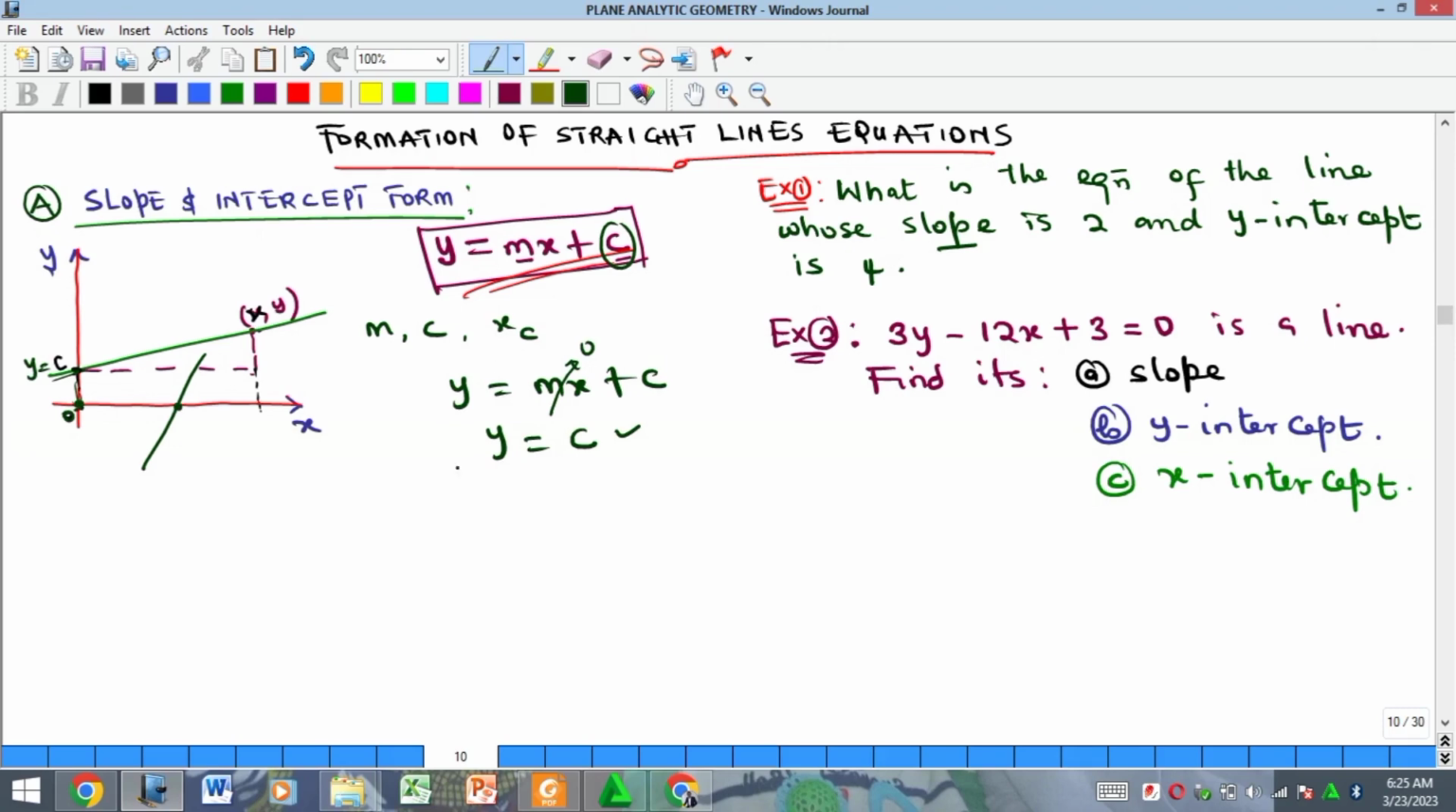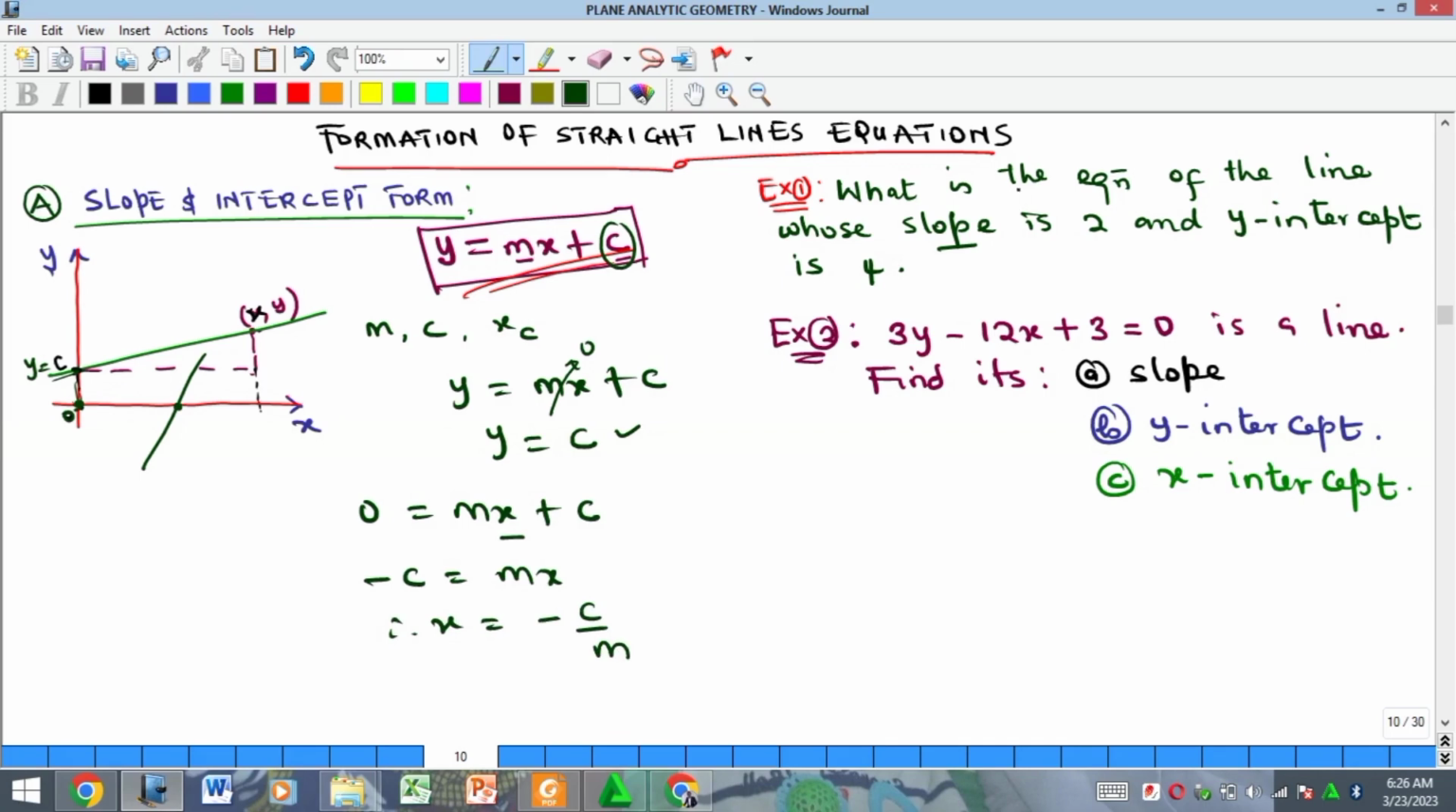So if I make my y 0 in this formula, that means I'm going to have 0 is equal to mx + c. So to make my x the subject now, I'll take c to this side. That's minus c is equal to mx. Divide both sides by m. Therefore, my x-intercept is actually minus c all over m.